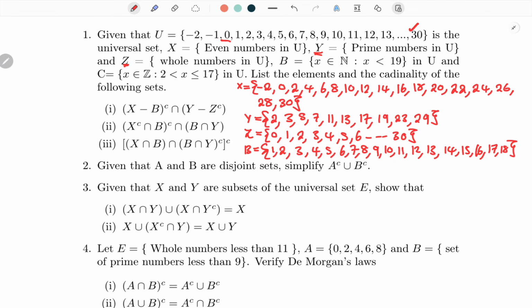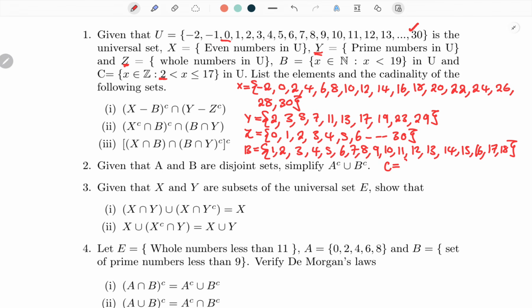We have it there. Now, they're saying C is a set of all integers x such that 2 is less than x, then less than or equal to 17. So let's name set C.